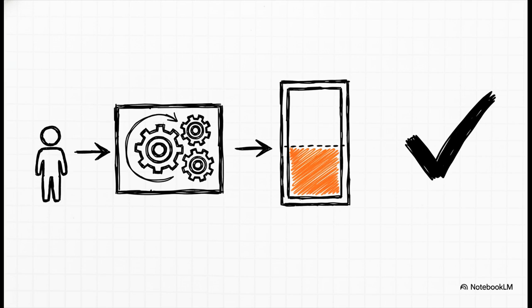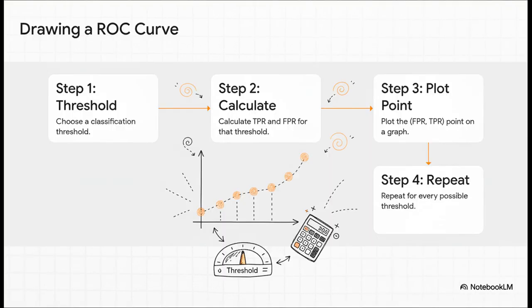Something like, there's a 75% chance this patient is sick. And then we are the ones who have to choose a cutoff, a threshold, to make the final call. So, building an ROC curve sounds fancy, but the idea is actually pretty straightforward. You just pick a threshold, say 50%. You calculate the model's TPR and FPR at that cutoff, and you plot that single point on a graph.